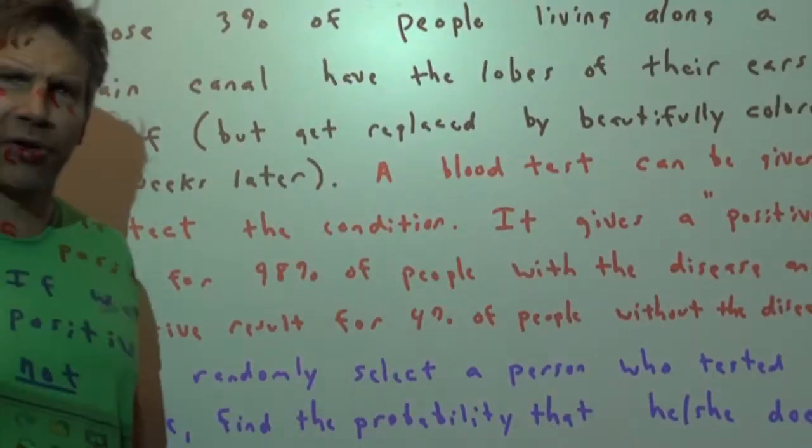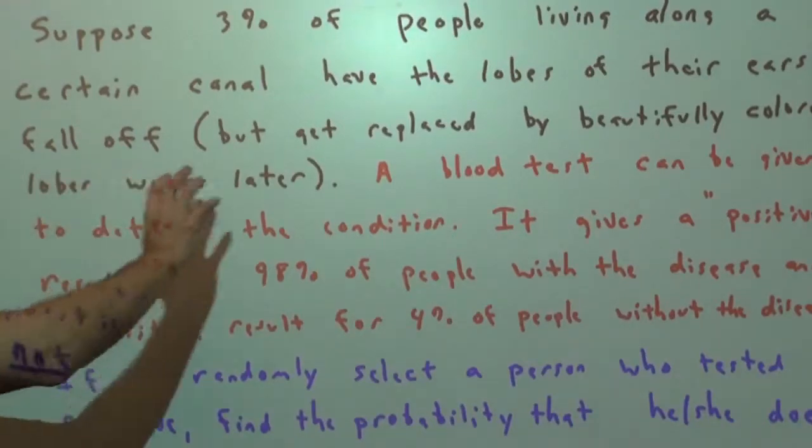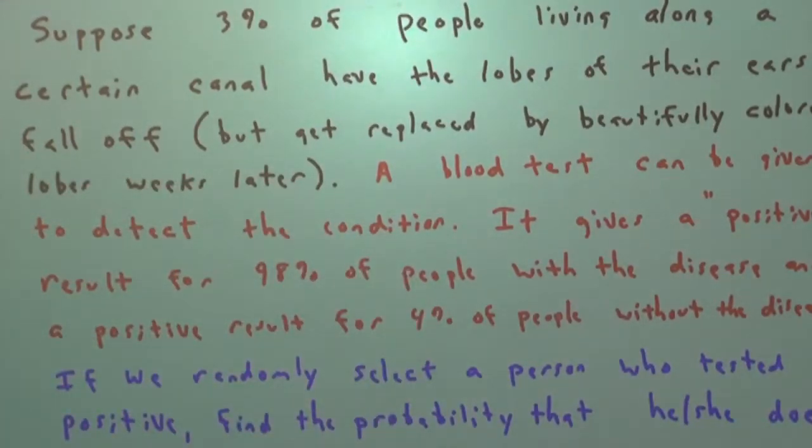Then we get to the mother of all conditional probability problems, the disease problems. Here we go. Suppose 3% of people living along a certain canal have the lobes of their ears falling off.